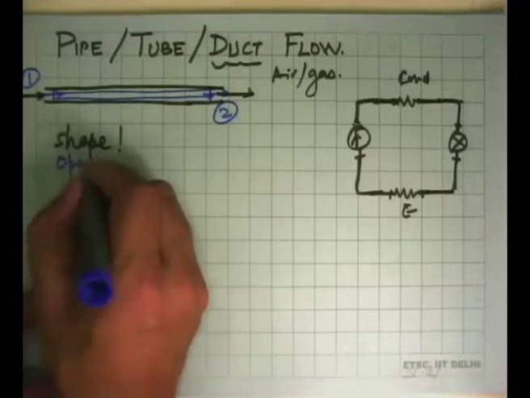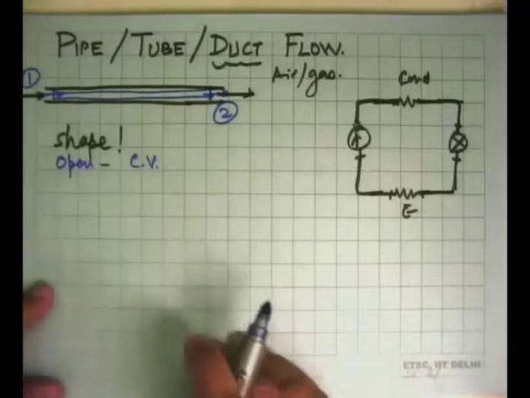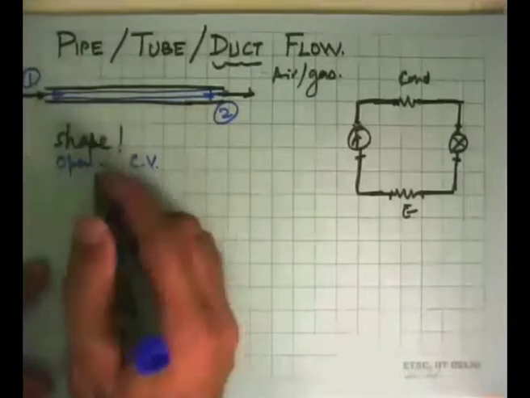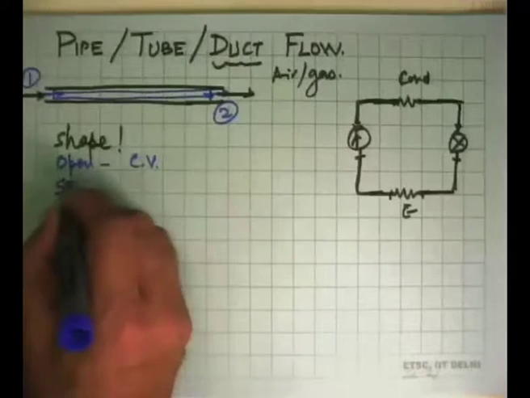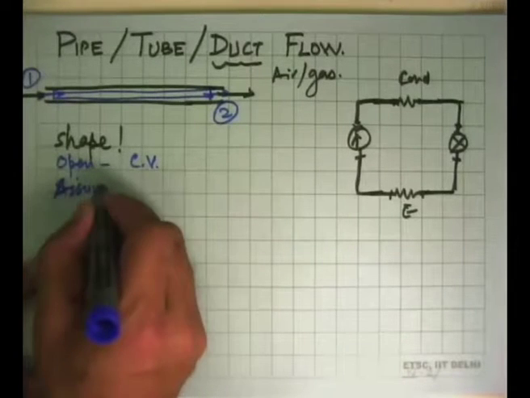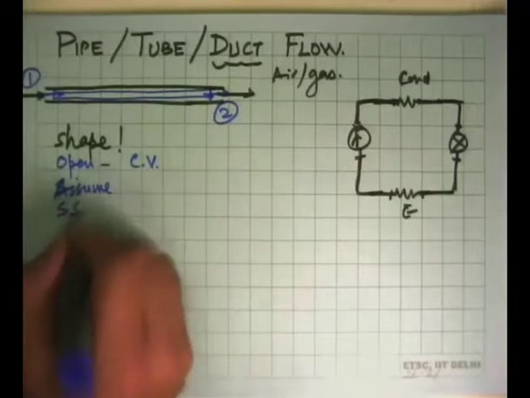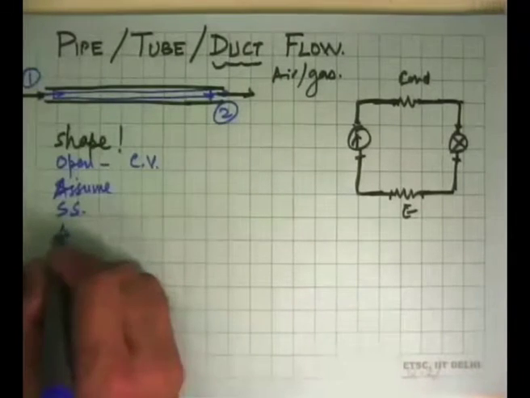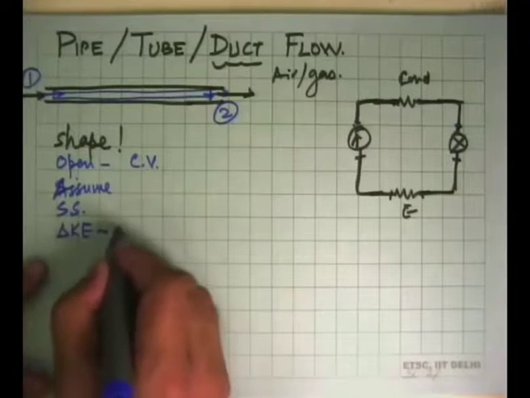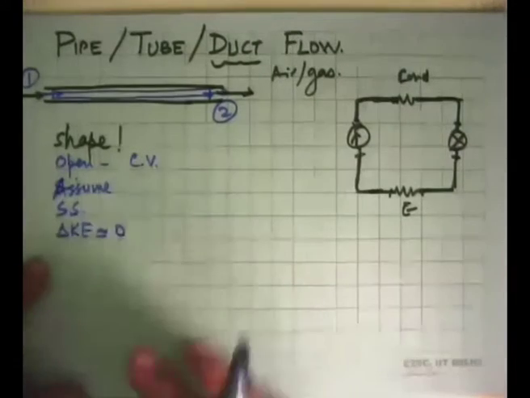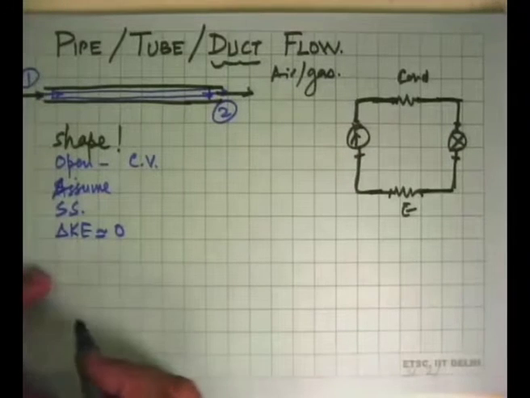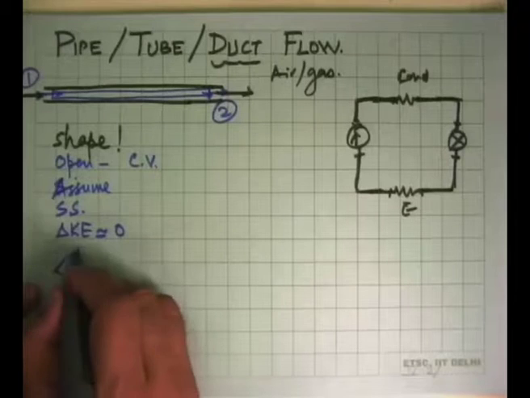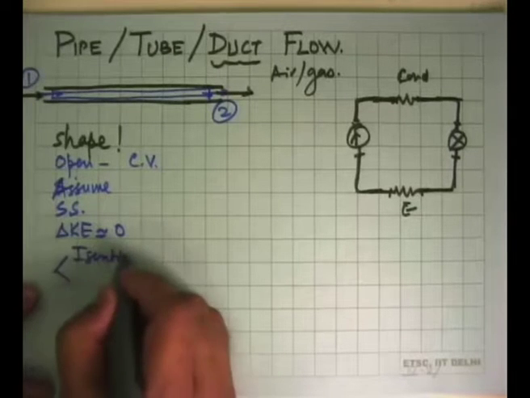And this immediately tells us that first and foremost this is an open system, which means that we have to apply the control volume approach for analyzing this, which tells us that one inflow, one outflow, if we assume, first we assume steady state, we can say that changes in kinetic energy are pretty much zero. The pipe is neither accelerating nor decelerating the fluid, ideally speaking. And in the ideal case, we can say this is isentropic.